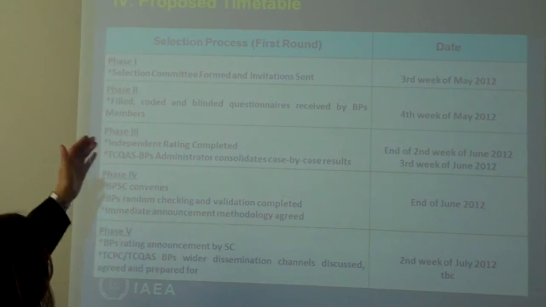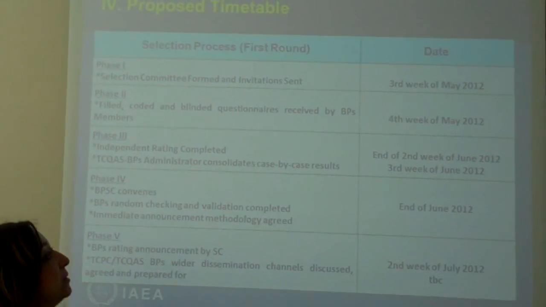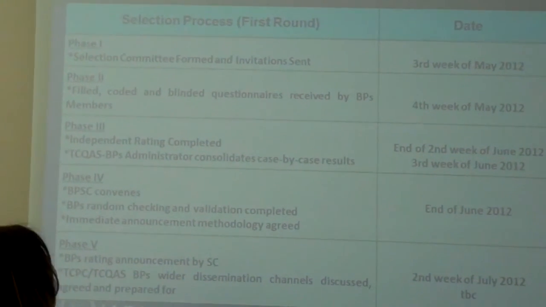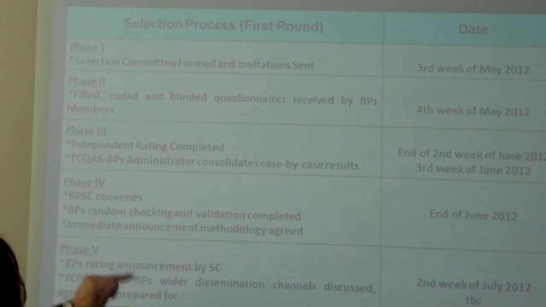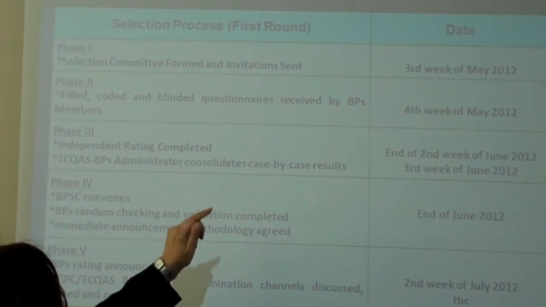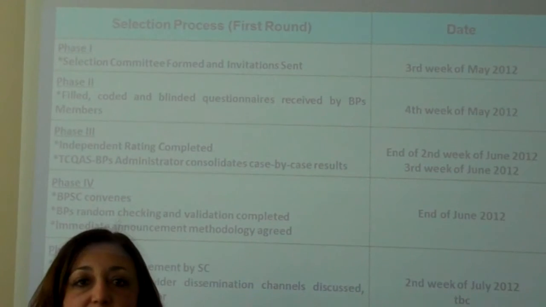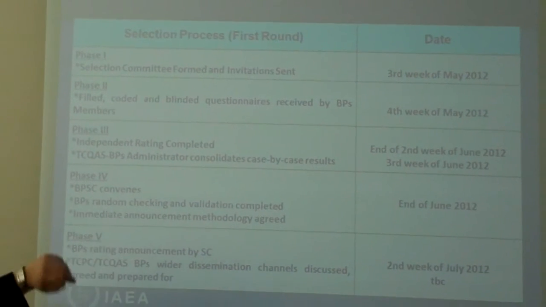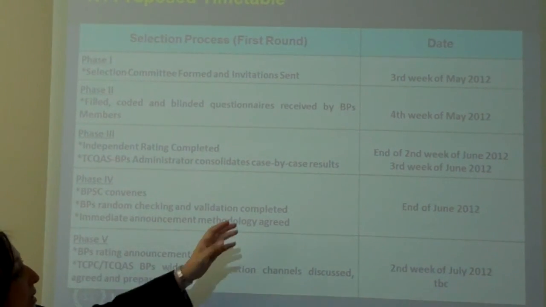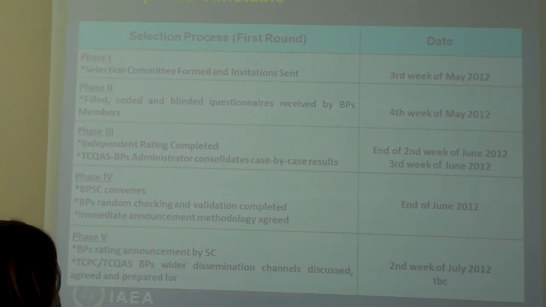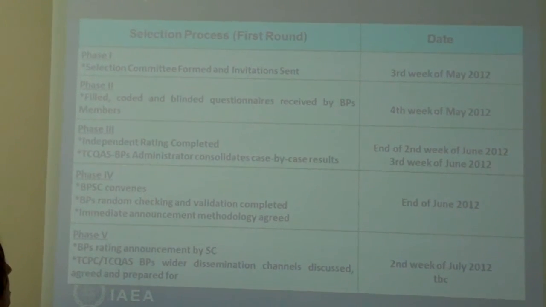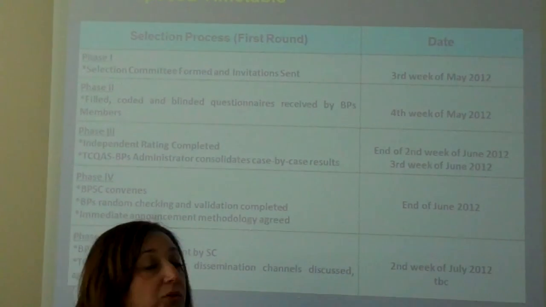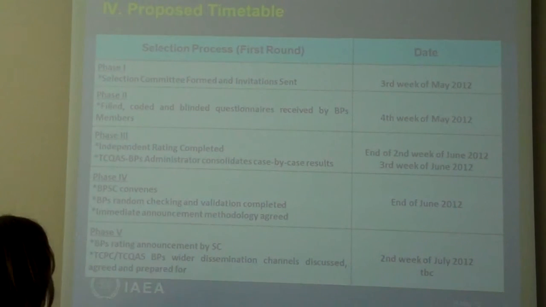Under the first task, the selection committee formed and invitation sent. We're hoping that this is completed during the 3rd week of May this year. On the second task, filled, coded and blinded questionnaires received by best practices selection committee members, 4th week of May 2012. Third task, independent rating completed, end of 2nd week of June, 6 weeks. TCQS BP's administrator and focal point consolidate case-by-case results by 3rd week of June 2012.